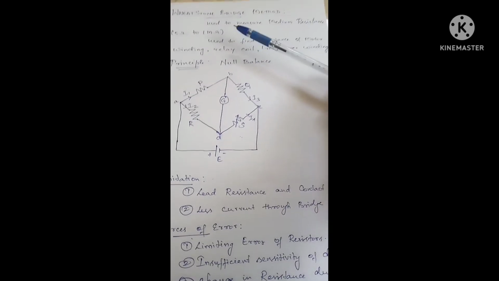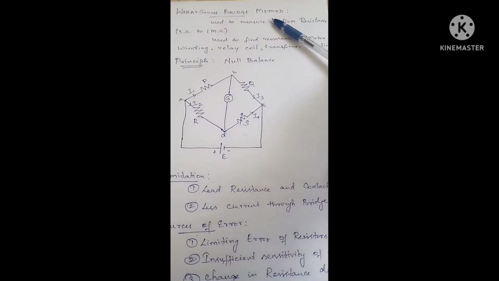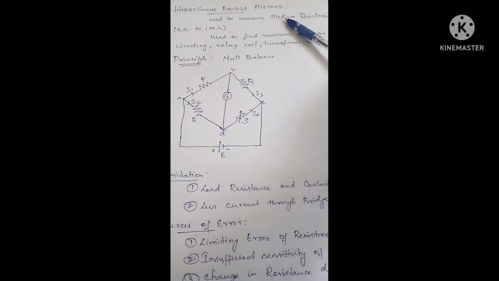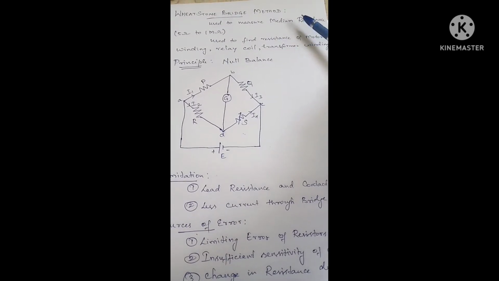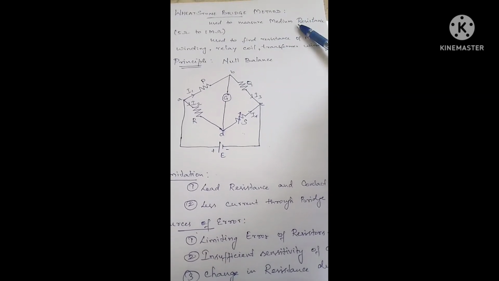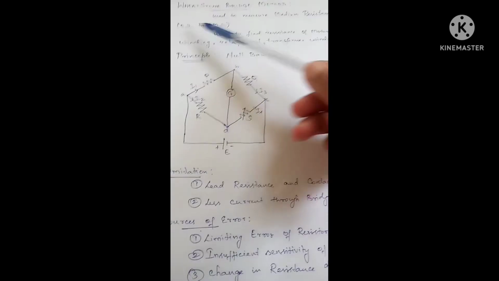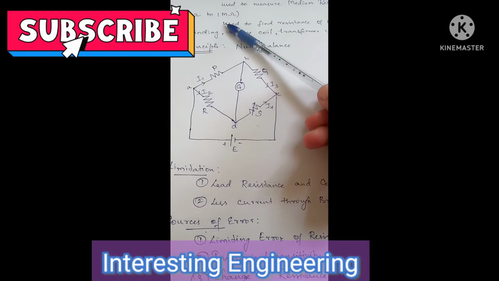Today let's discuss the Wheatstone bridge method. This is a bridge method used to measure the value of resistance, the medium resistance values, accurately over the range of 5 ohms to 1 mega ohms.